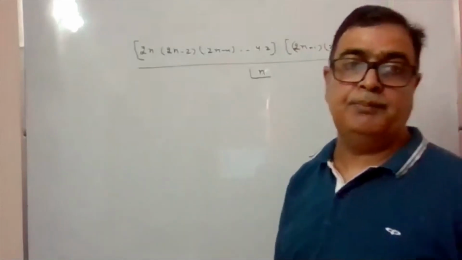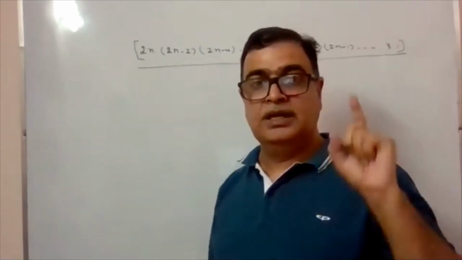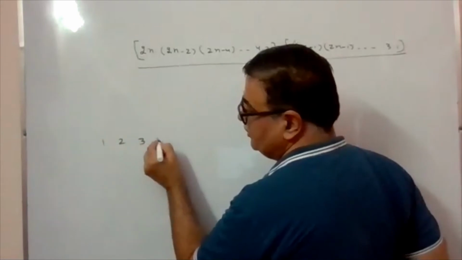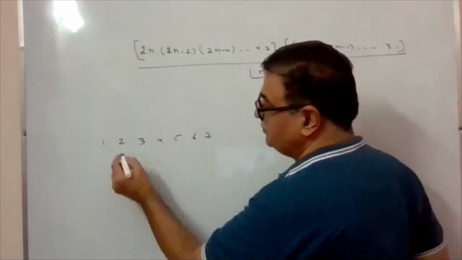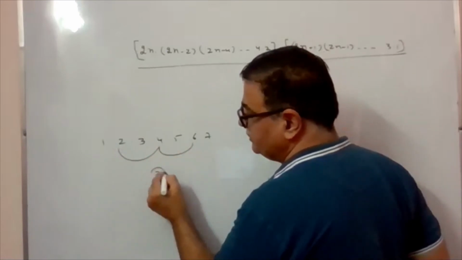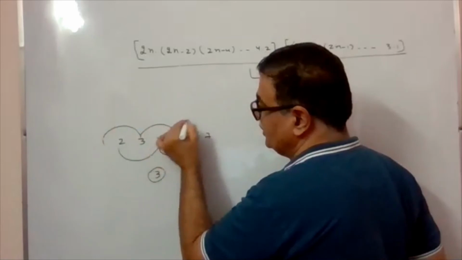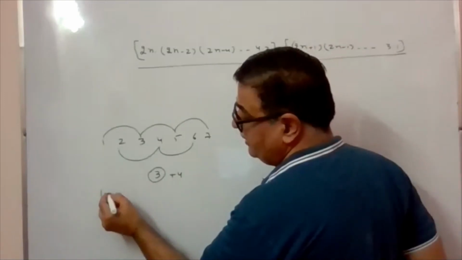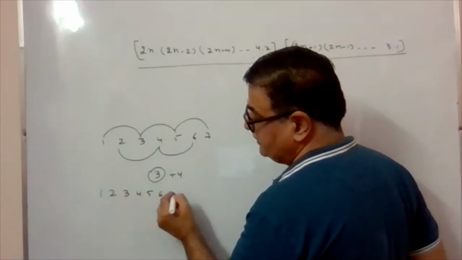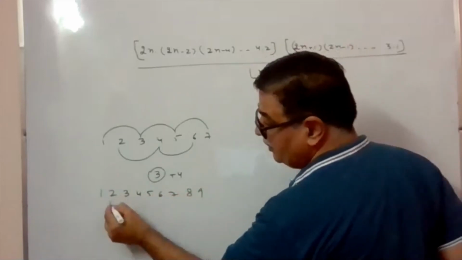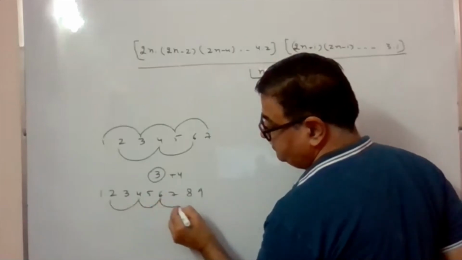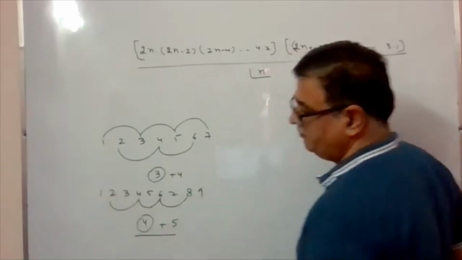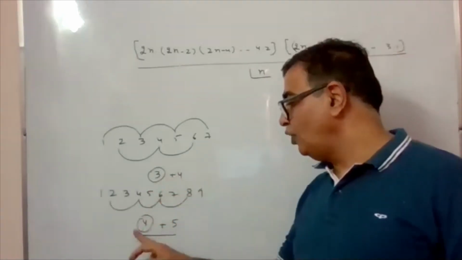Now, one more thing you should remember: when there is an odd number of terms, the even terms will be one less than the odd. For example, we have 7 terms, 1, 2, 3, 4, 5, 6, 7. Even terms will be 2, 4, 6. How many even terms? 3. But how many odd terms? 1, 2, 3, 4. Total will be 7, 3 plus 4. Same way if it is 9 terms, 1 to 9, then even terms will be 2, 4, 6 and 8. 4 even terms plus 5 odd terms. So 3 plus 4 or 4 plus 5.